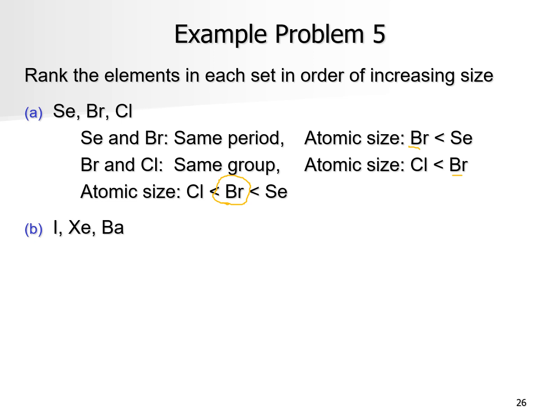Now we have three elements: iodine, xenon, and barium, Ba. By checking out their positions or locations in the periodic chart, we find out iodine and xenon are in the same period. Xenon is on the right. Xenon has a smaller size because more protons, less the size.